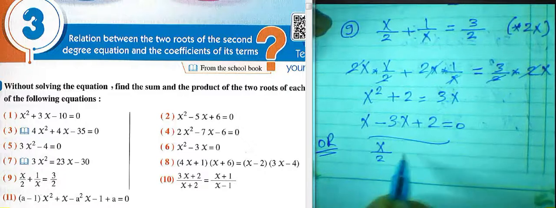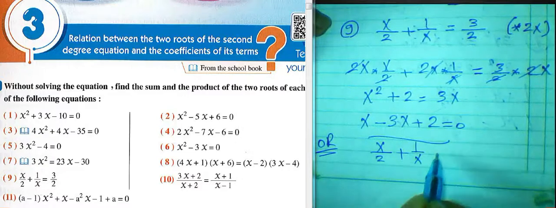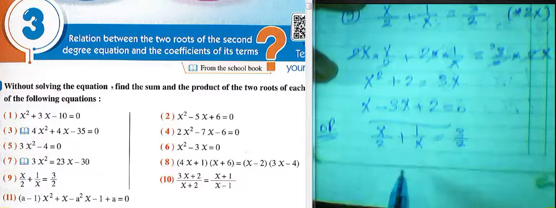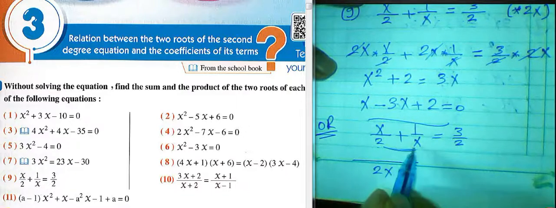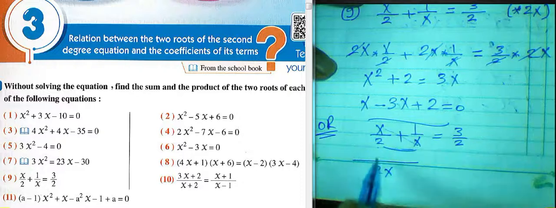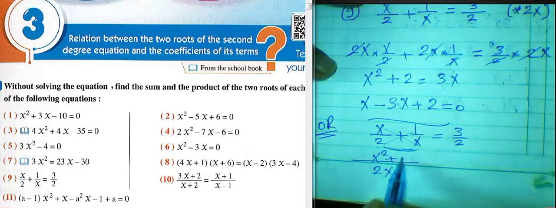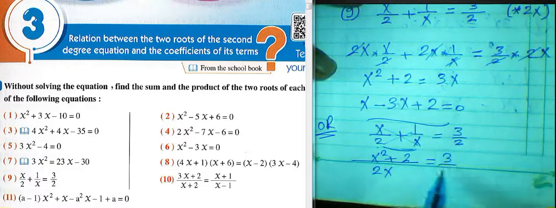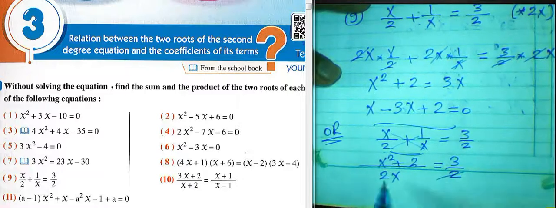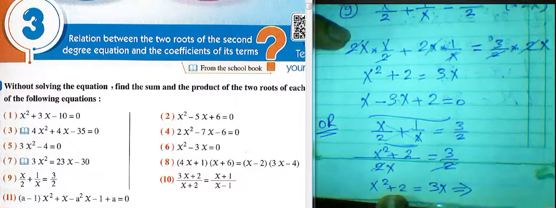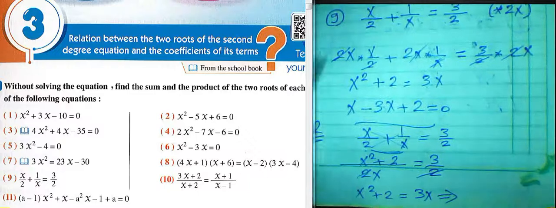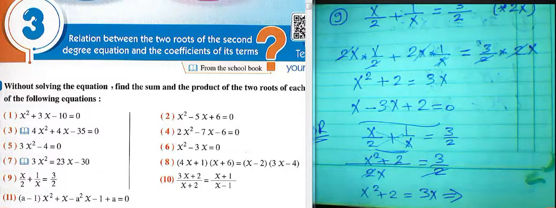Look with me. X over 2 plus 1 over x equal 3 over 2. First, we can multiply by 2x here, and x times x equal x power 2, and 2 times 1 equal 2, equal 3 over 2, and we will cancel 2 by 2, and then write x power 2 plus 2 equal 3x. So we can find this result. Okay, it's easy. You can use this method or this method as you like.